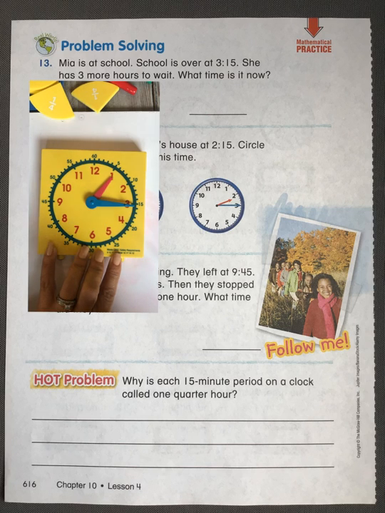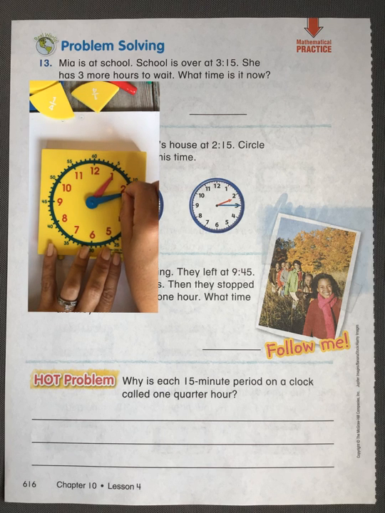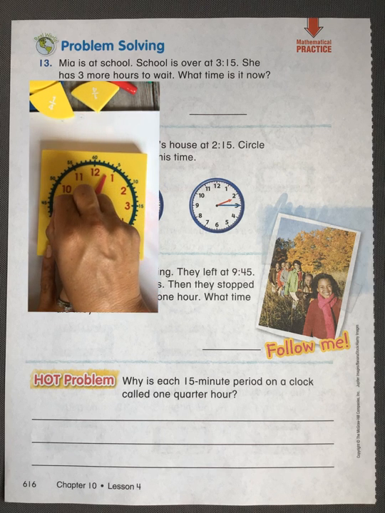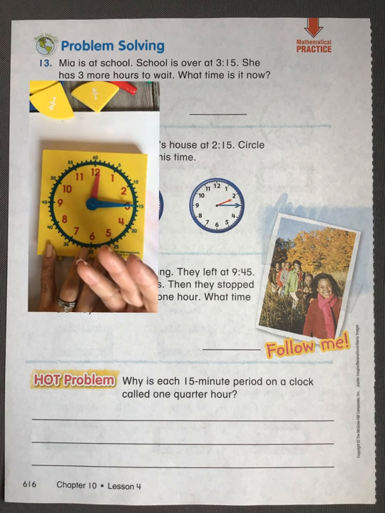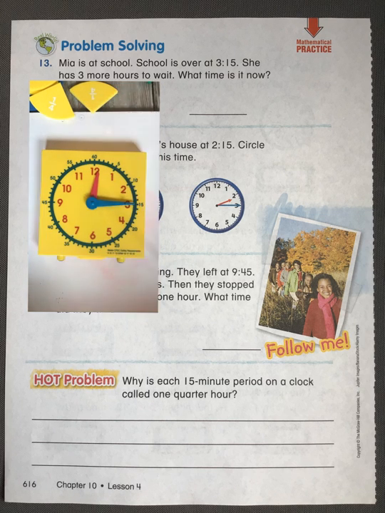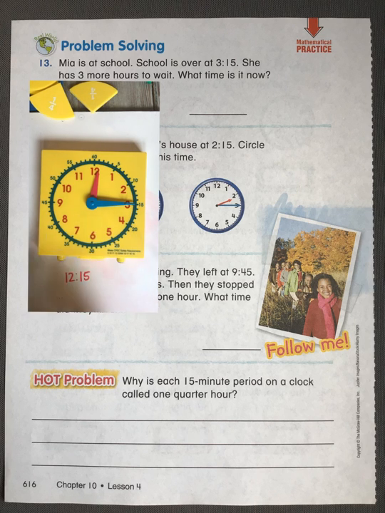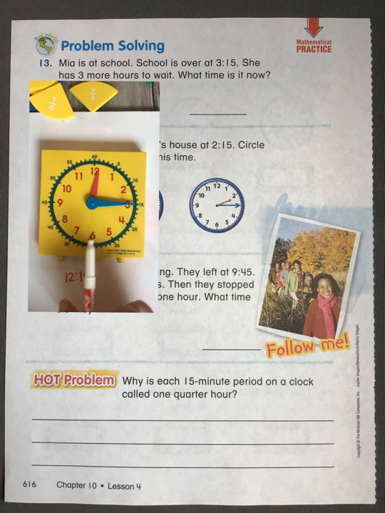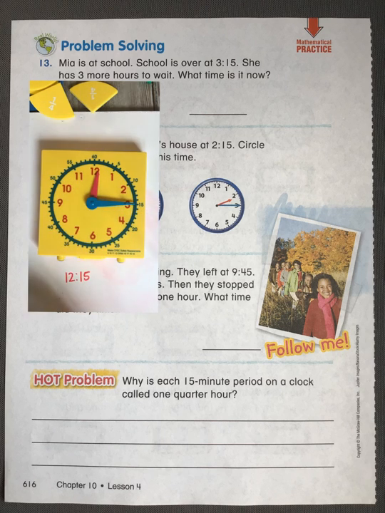Whoops, went too far. Now it's 1:15. So remember, she had 3 hours to wait. So we have to go back 1 more hour. So I'm going to go counterclockwise, 1 full hour again. Now it's been 3. I turned it back 3 hours. So what time is it now? If you wrote 12:15, you were right. My hour hand is on the 12, or almost on the 12. My minute hand is on the 3, which tells me it's 12:15.